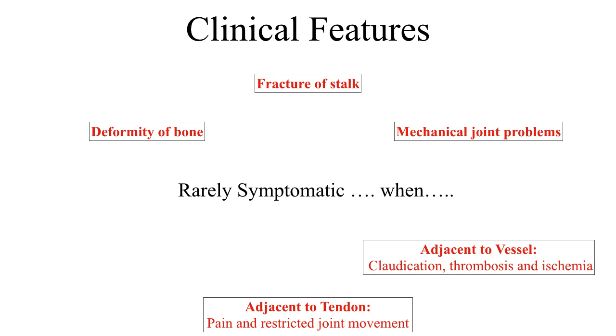When the exostosis is adjacent to a tendon, there can be pain and restricted joint movement because of the rubbing or the attrition of the tendon over this exostosis.